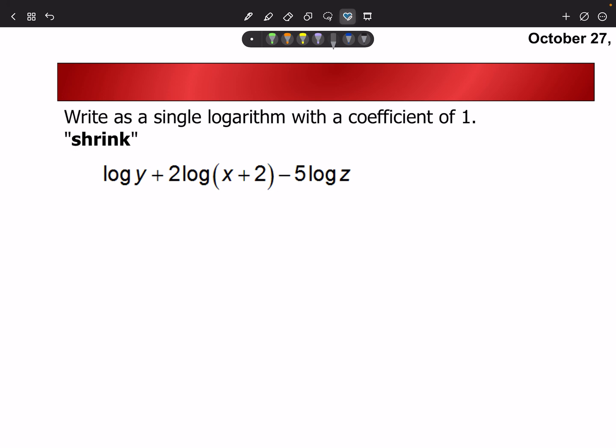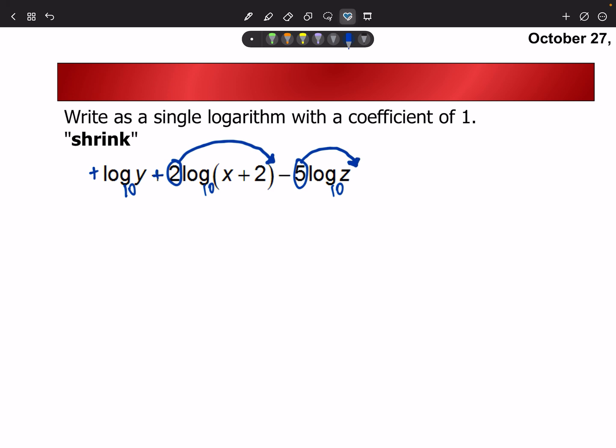Okay, we have another problem here. We've got log of y plus 2 log of x plus 2 minus 5 log of z. These are all base 10, base 10, base 10. The first is a positive logarithm. That's great. The second one is a positive logarithm, but it's got this 2, so I'm going to have to bring that 2 to an exponent. The next is a negative logarithm, which is fine, but the 5 is going to have to go to the exponent.